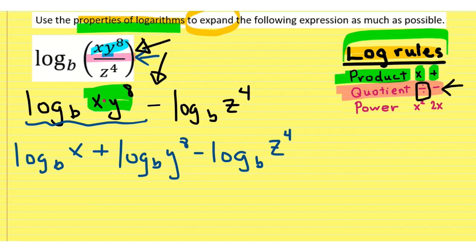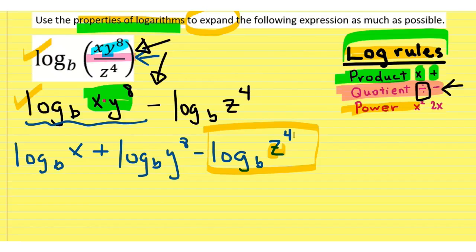So now we look at where we are now. Well, I've used the quotient rule here. I've used the product rule here. So now I need to look, can I separate anything else? Okay, so here at the end, I do have a power.